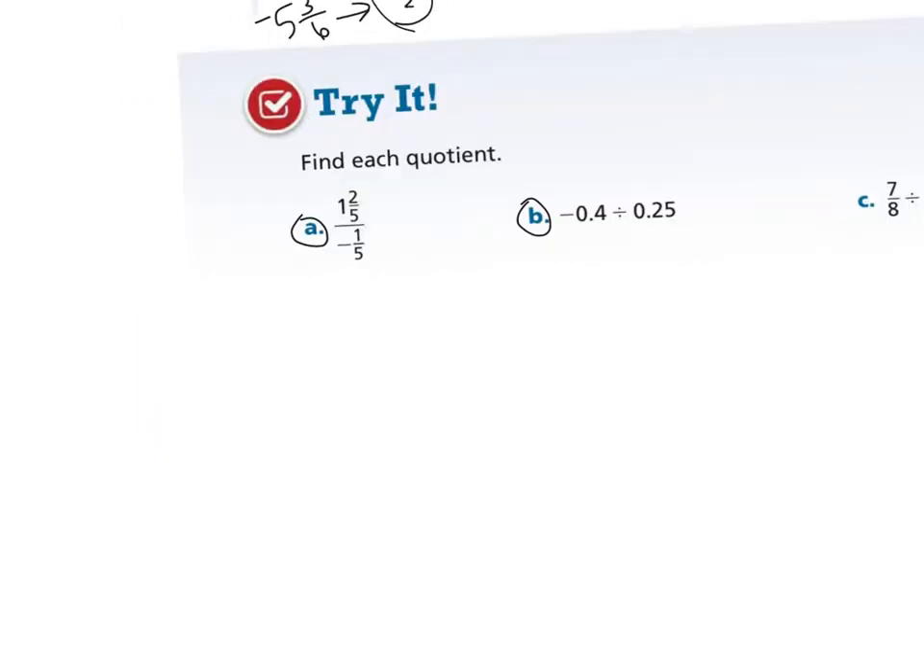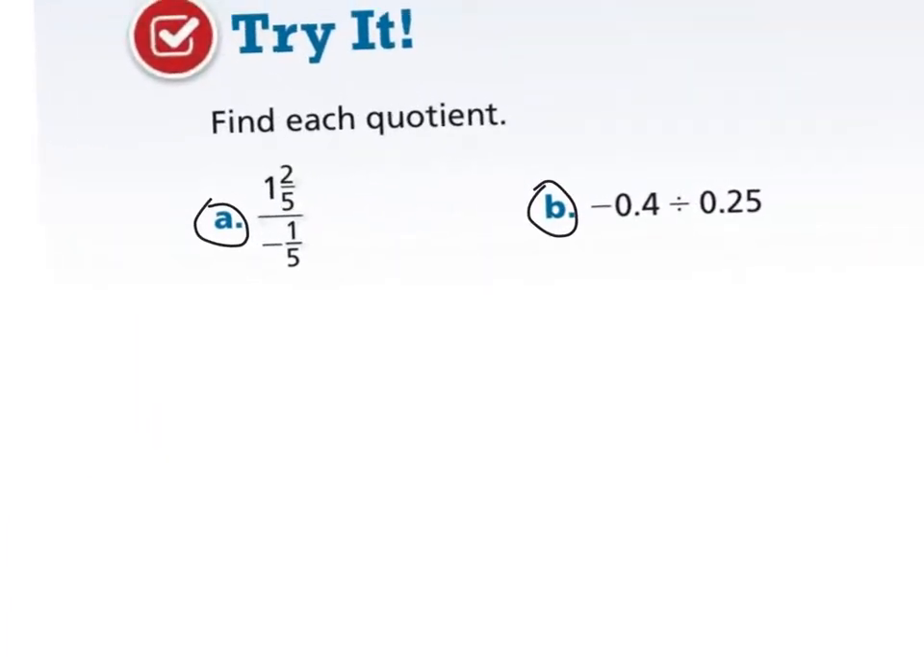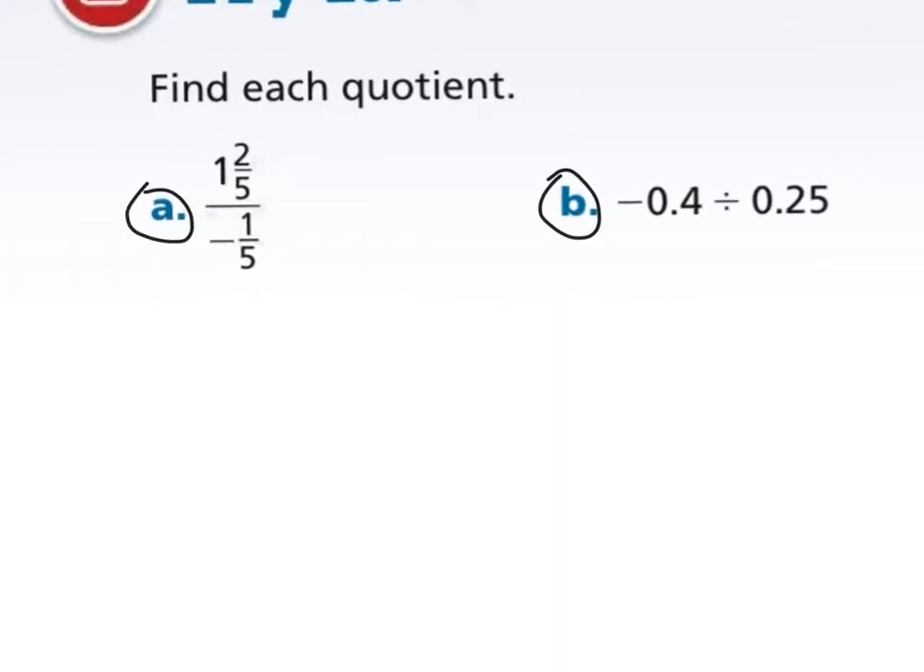So look at the try it part A. Basically just like what example 2 was. So we can rewrite this horizontally. It's going to look a little nicer to us, maybe a little more familiar.